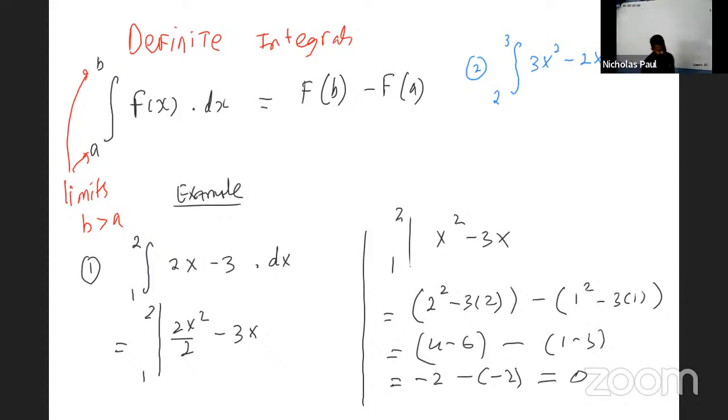Right, message your answer, Hamlet, Avani. Message what value you got. Okay, I see a value already, nice. Check that the integration is done correctly, and then plug in the numbers. Plug in the 3 here.